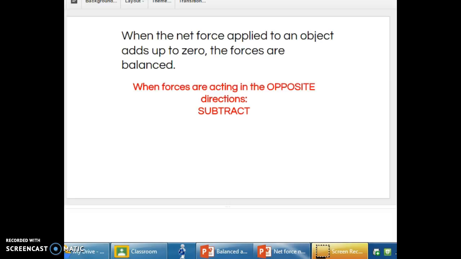Okay, so when the net force applied to an object adds up to 0, the forces are considered balanced. When the forces are acting in opposite directions, you subtract. So write everything that's on this slide down in your science notebook. Now I'm going to give you some examples of the forces when they are opposite directions and you subtract.